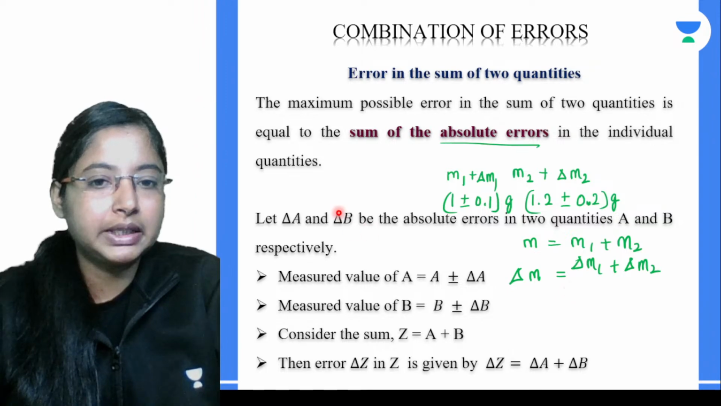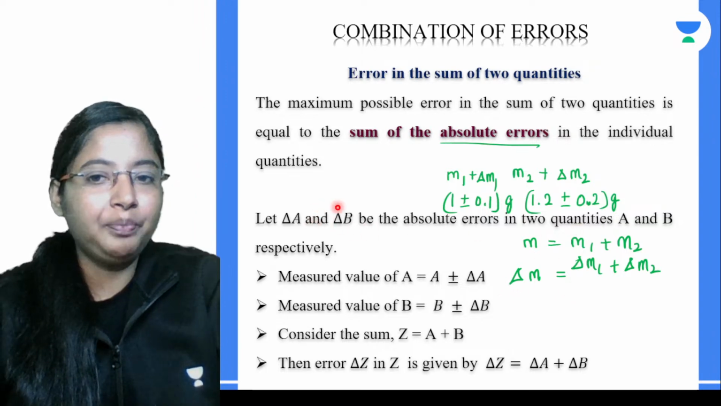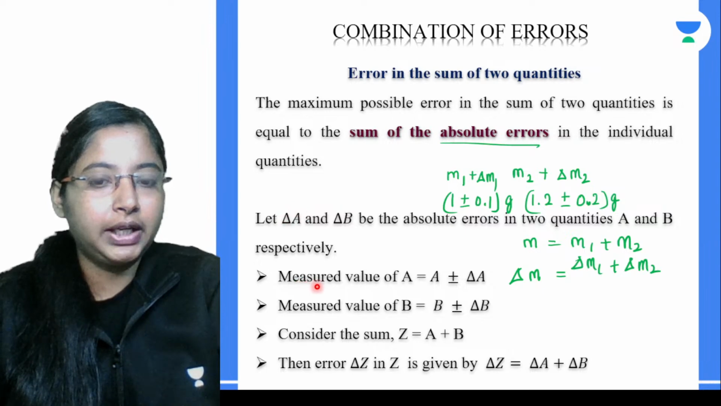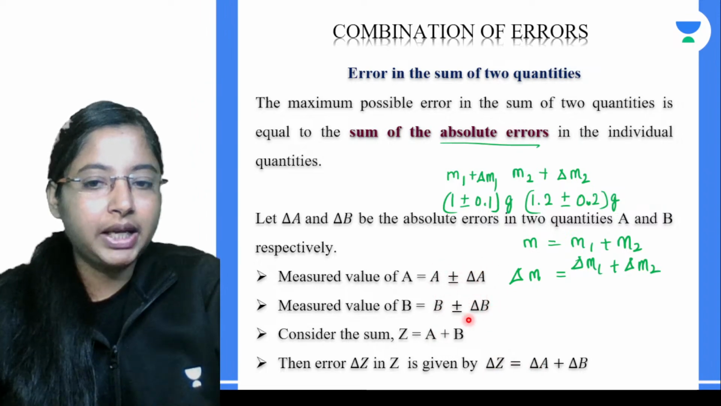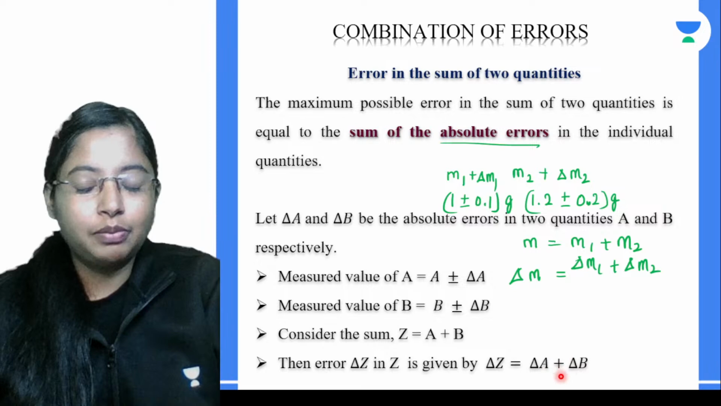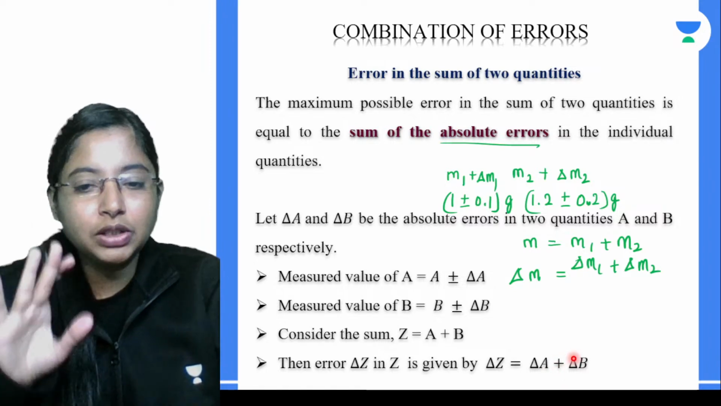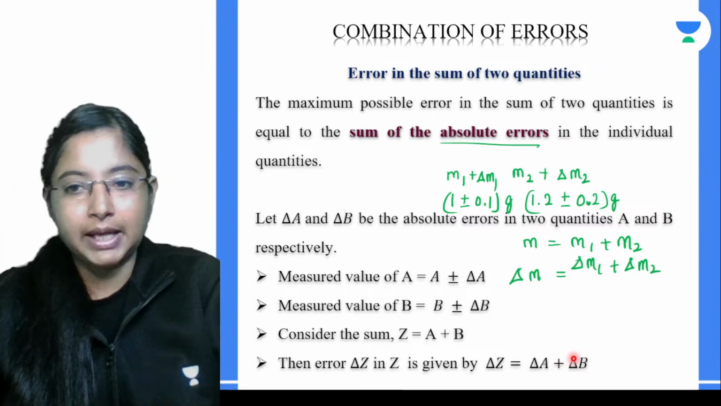If you want to represent it in a more general form, you can take the first quantity you're measuring, instead of M1, as A, then that will be A plus or minus delta A. Again, measurement of B will be B plus or minus delta B. The final quantity is Z equals A plus B. The error in Z is delta Z, which is nothing but the error in A, delta A, plus the error in B, delta B. It will always be a positive term over here. Very simple. Why? Because for a given system we are trying to find the maximum error.